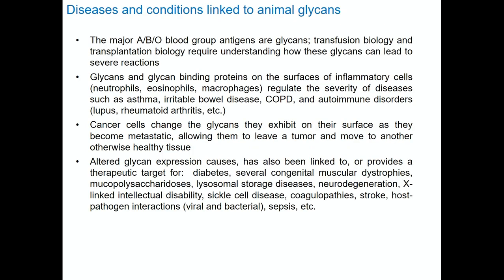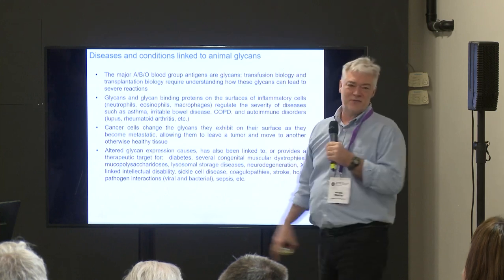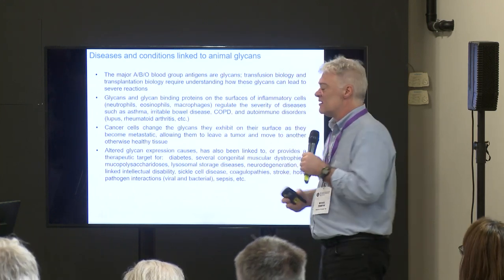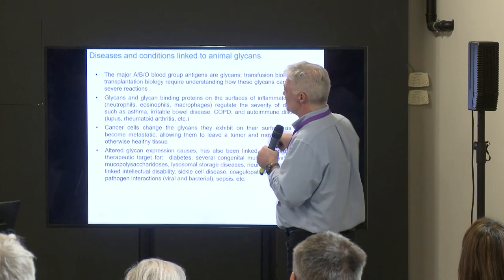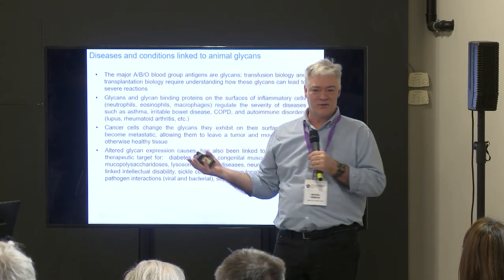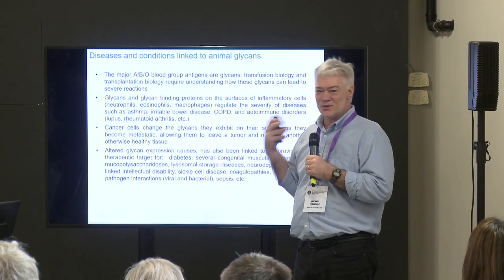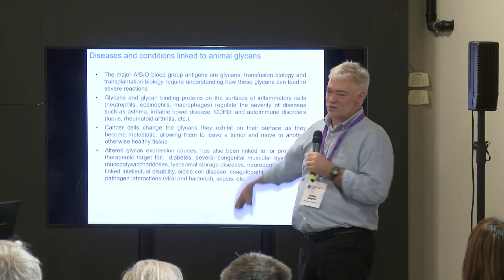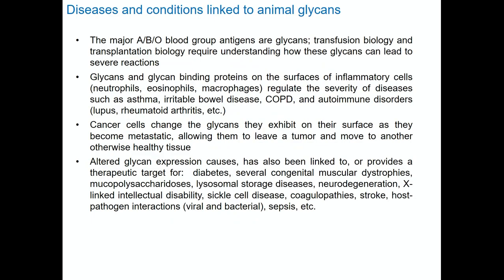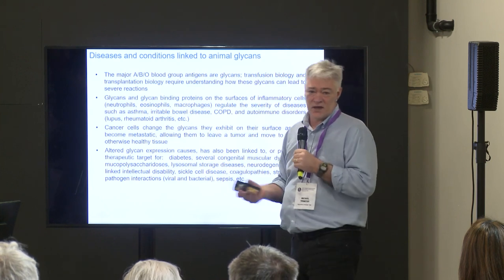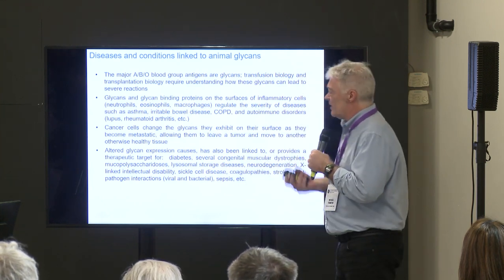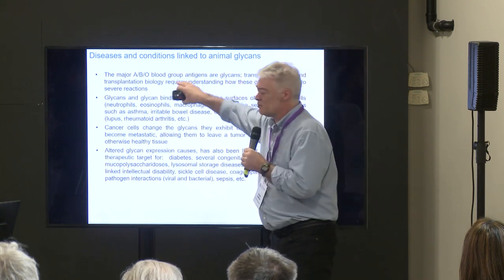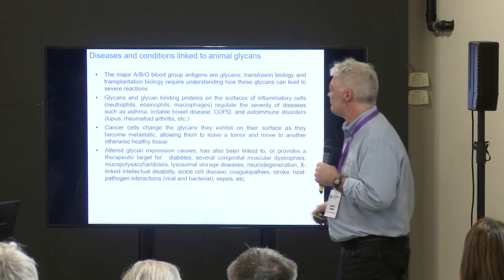So first of all, why care about glycans? Here's a list of the highlights, some of the most important places where glycans play a role in biology. And many of you are familiar with the ABO blood groups. ABO blood groups are essential for life, and for understanding blood biology, for understanding transfusion biology, for understanding transplantation. Every one of these blood groups are molecularly defined by the carbohydrates that you find on the cell surface of erythrocytes, but also pretty much every cell, especially epithelial cells in your body. So the ABO blood group antigens are glycans.